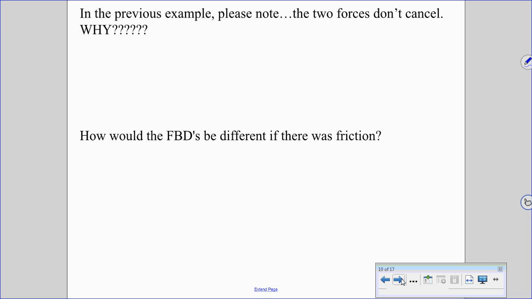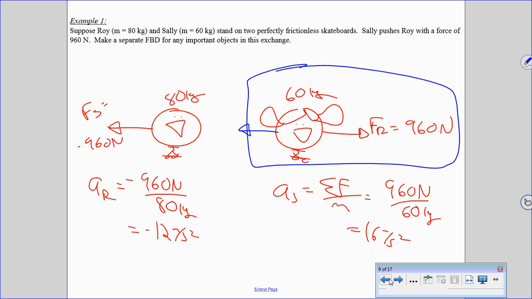How would those free body diagrams be different if there's friction? Well, we just alluded to that, right? If there was friction, then the friction would counteract the forces from the people, and they may or may not move, right? Cool? Everybody happy? Too fast? Too slow? We good?